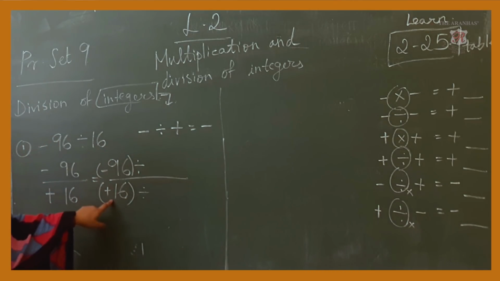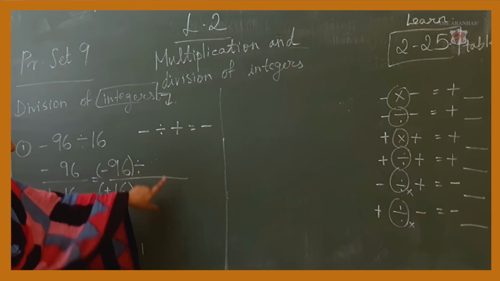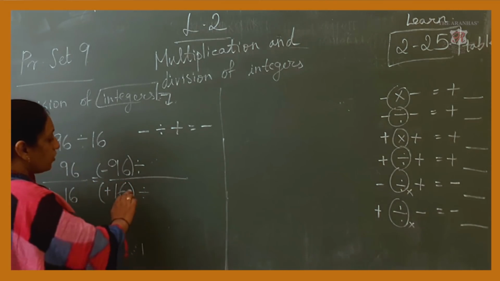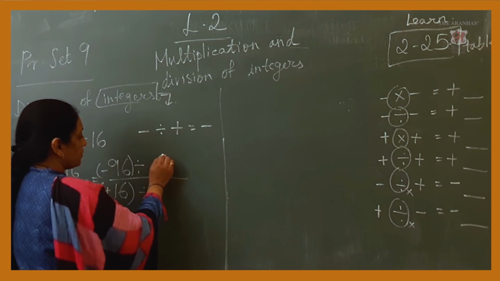I have to divide these two numbers by the same number. I can't divide this by 2 and this by 3, or this by 10 and this by 20. I have to do the division with the same number. Now I am doing the sum for 7th standard, so I have to divide by a bigger number, not by 2.